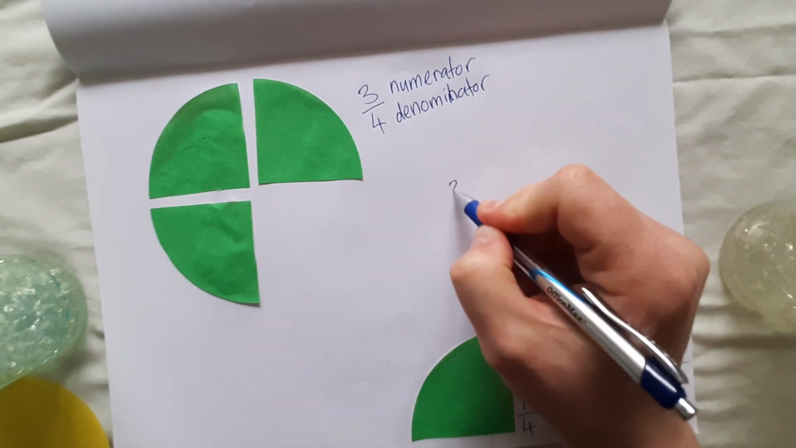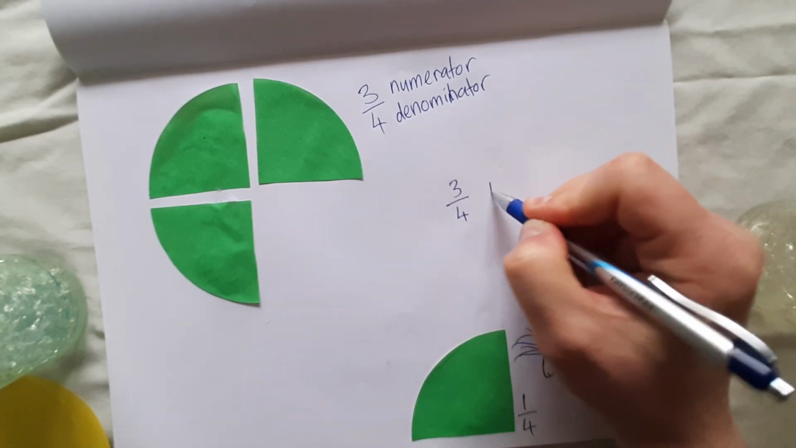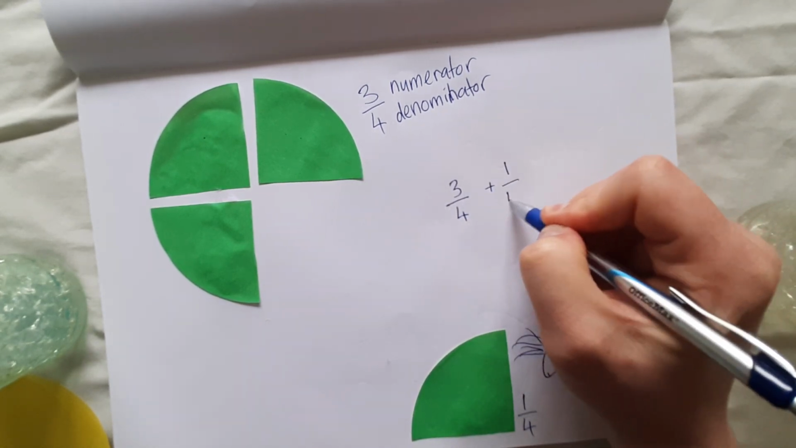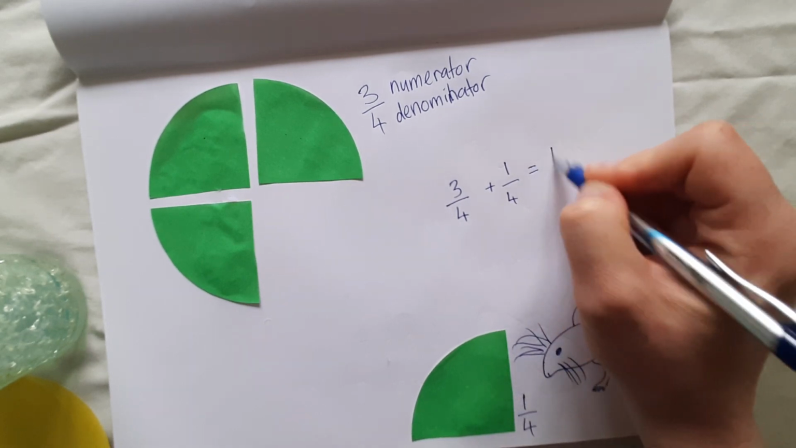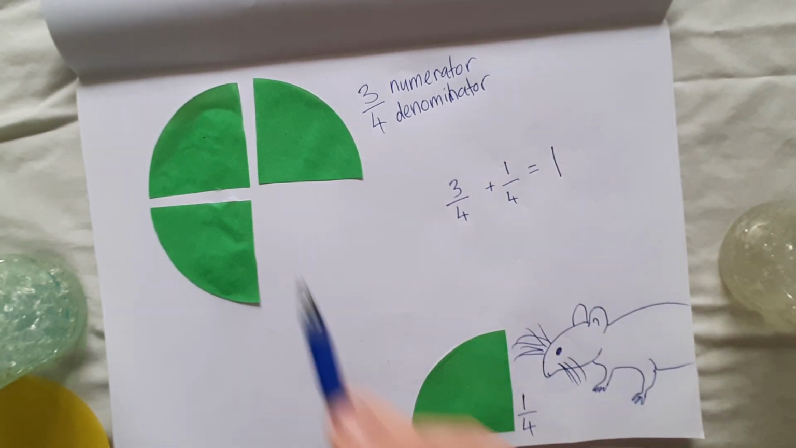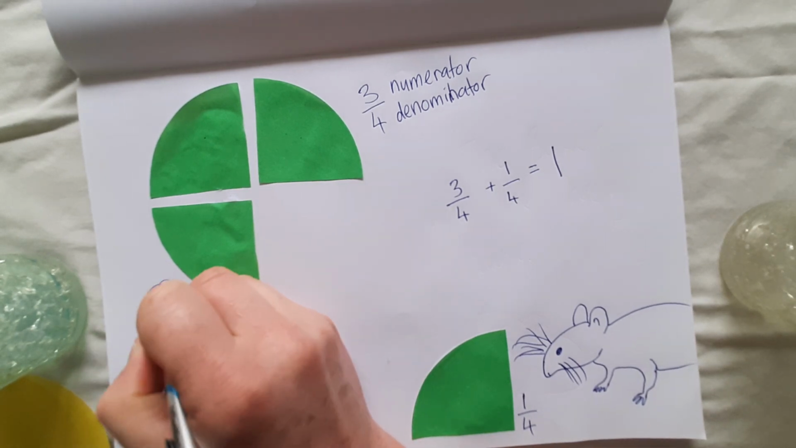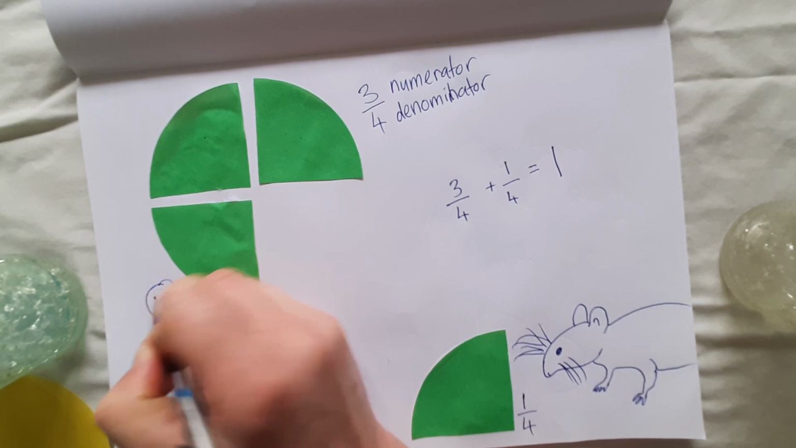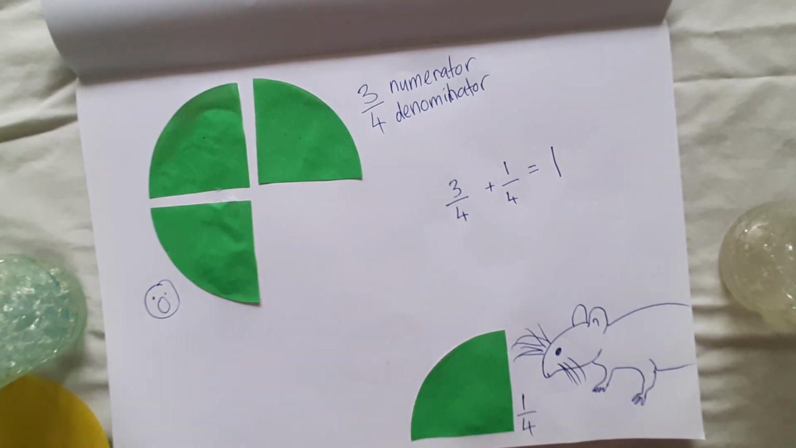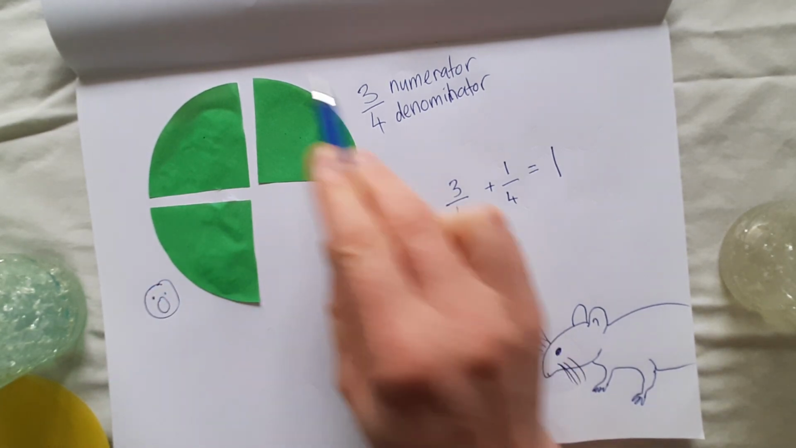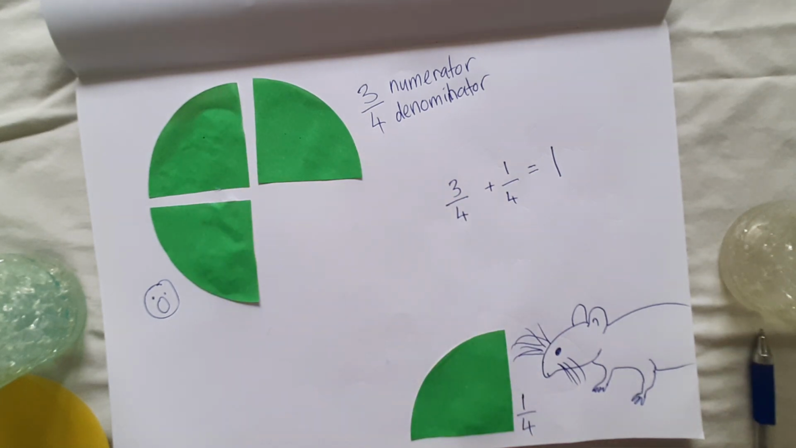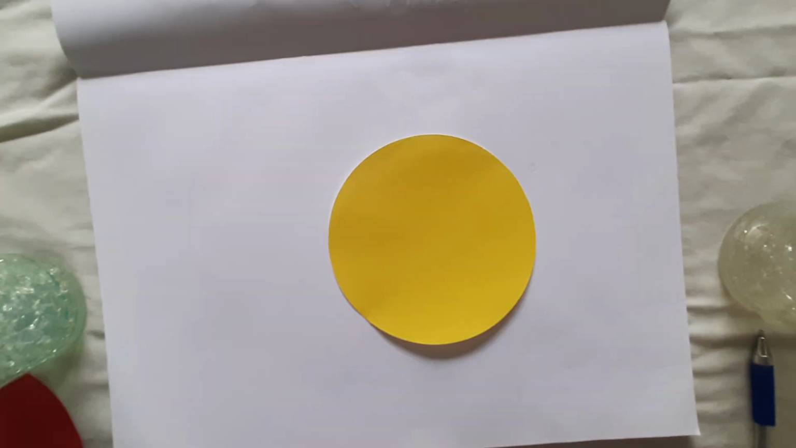I could write 3 quarters plus 1/4 equals 1 whole cake. And by gosh, the baker was shocked when he saw that he only had 3 quarters of his cake left. But he continued to bake another cake.